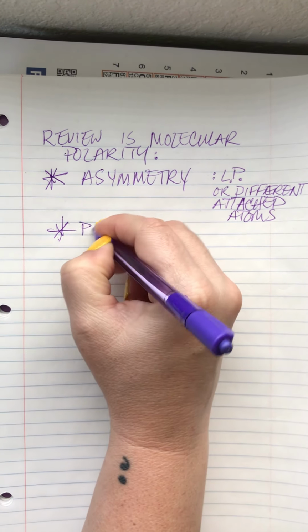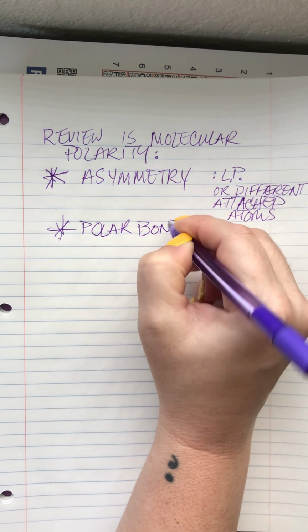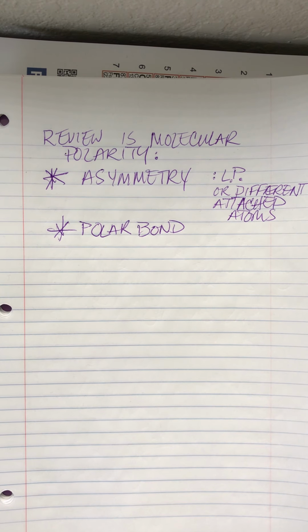Polar bonds, exactly, right? So we have to have polar bonds. If we don't have polar bonds, it doesn't matter if the molecule is asymmetric because it's still going to be nonpolar, right? Does that make sense? Can you give me one example of what a polar bond looks like?